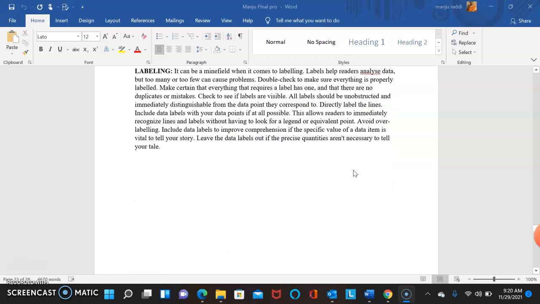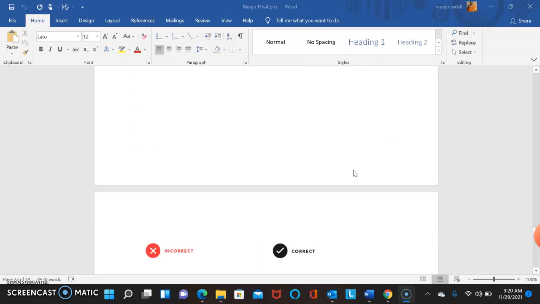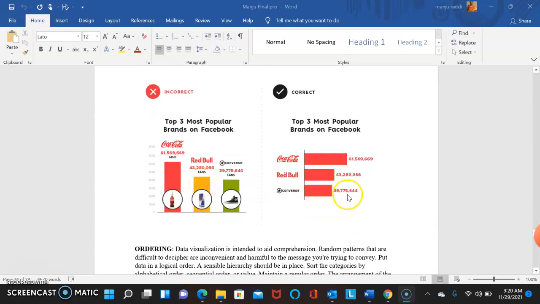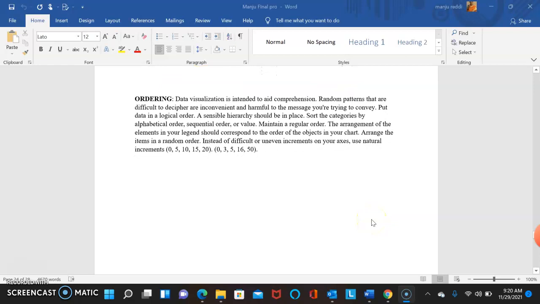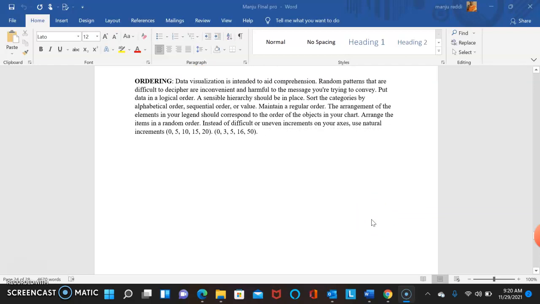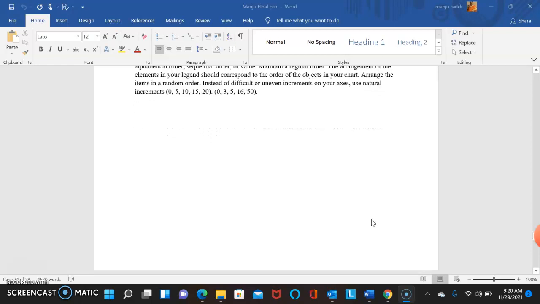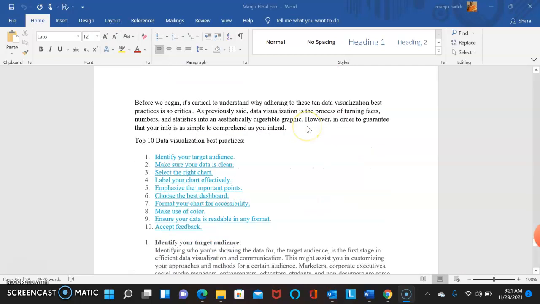And labeling can be a minefield. Labels help readers analyze the data, but too many or too few can cause problems. So this is an example regarding labeling and ordering. Data visualization is intended to aid comprehension. Random patterns that are difficult to decipher are inconvenient and harmful to the message you are trying to convey. So the order is really important. Here the order is not correct, and here the order is correct. This is the difference between incorrect and correct order.